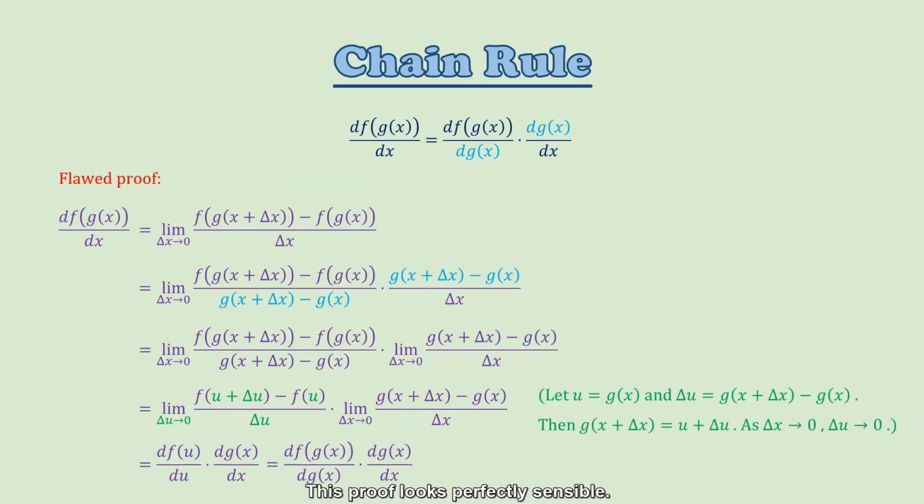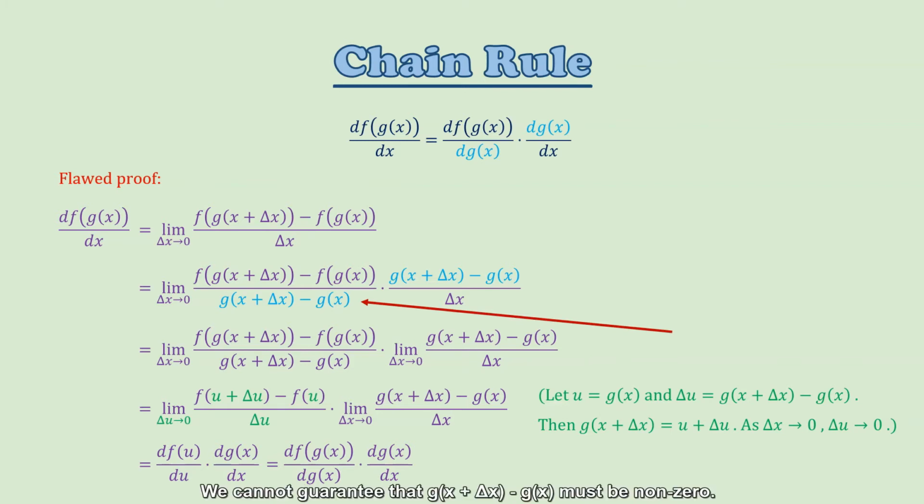This proof looks perfectly sensible, yet it is not perfect, and the only flaw is here. We cannot guarantee that g(x+Δx) minus g(x) must be non-zero. If the denominator is 0, then the whole thing would make no sense. No matter how close to 0 Δx is, it is still possible that g(x+Δx) minus g(x) would become 0 as Δx approaches 0.